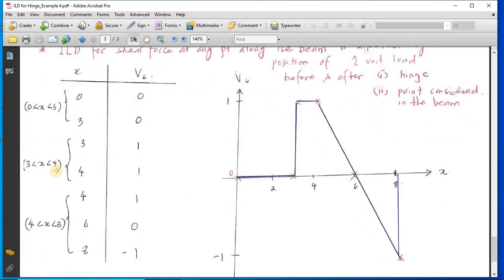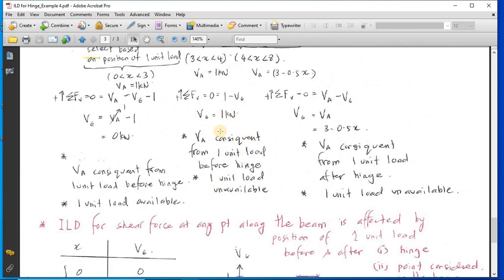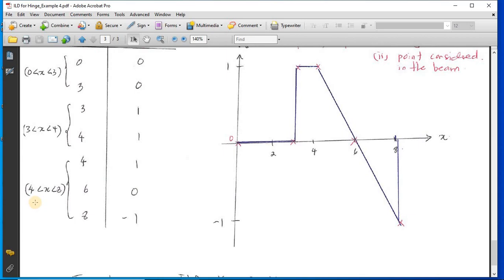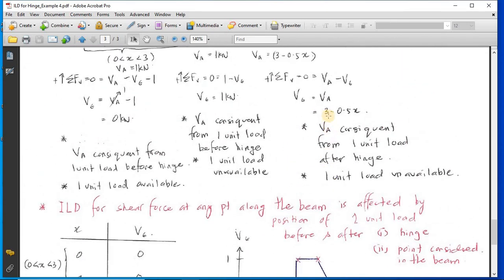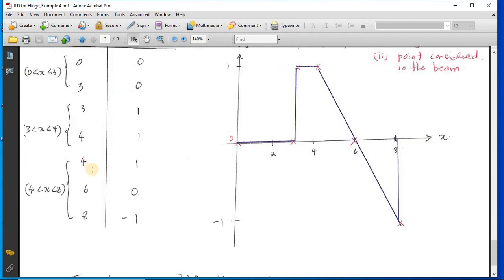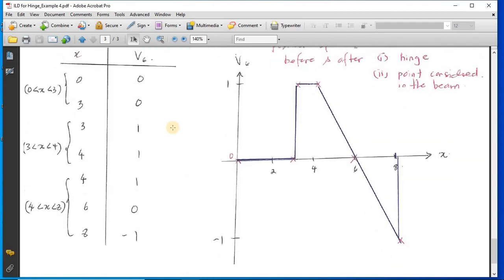For the second range, which is 3 to 4, you need to use this particular equation, VE equal to 1 kilonewton. So for the values 3 and 4, the value of VE is equal to 1. For the third range, 4 to 8, you need to use the equation of VE, 3 minus 0.5x, and you can see that the value of VE for x of 4, 6, 8 is equal to 1, 0, negative 1 respectively. Once you have obtained all these values of x and VE, you can plot the ILD diagram for VE.